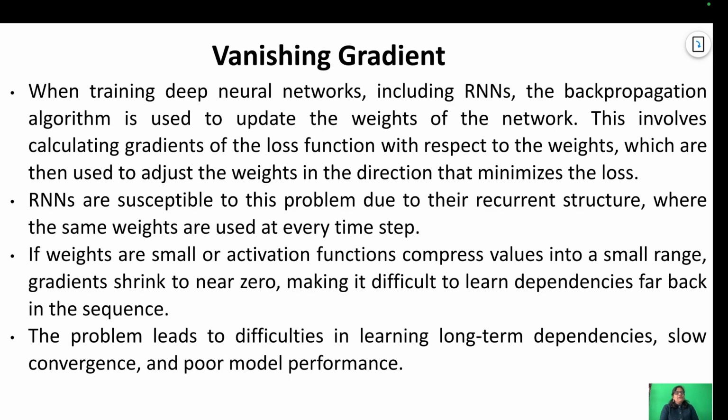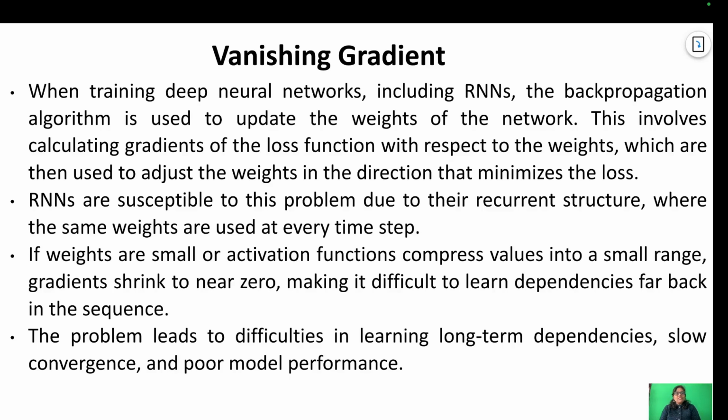Now, what is the vanishing gradient problem? When training a deep neural network, including an RNN, the backpropagation algorithm is used to update the weights of the network. This involves calculating the gradients of the loss function with respect to the weights, which are then used to adjust the weights in a direction that minimizes the loss. Obviously for every neural network we are trying to reduce the loss using different optimizers.